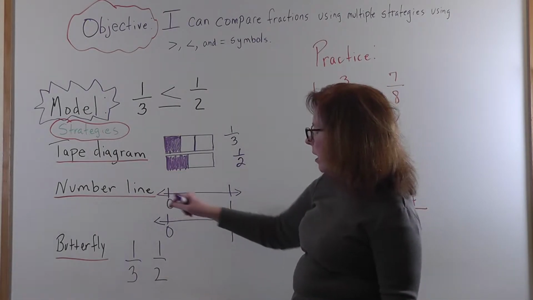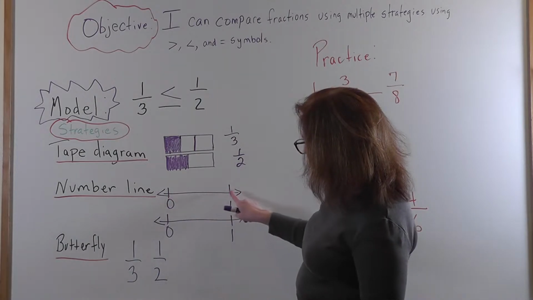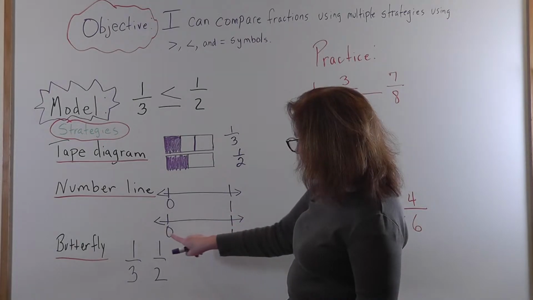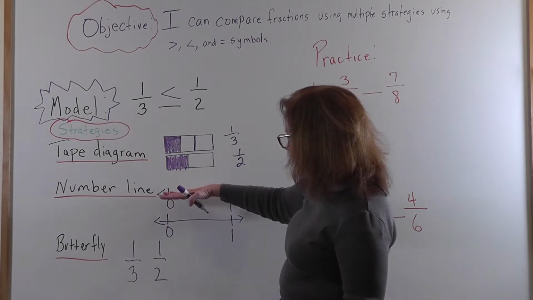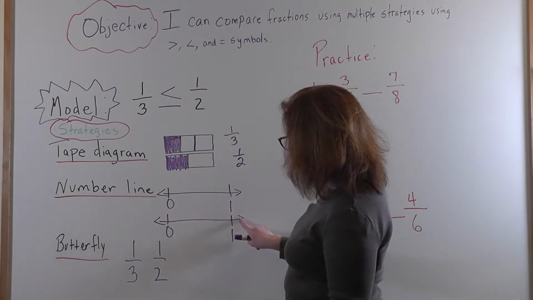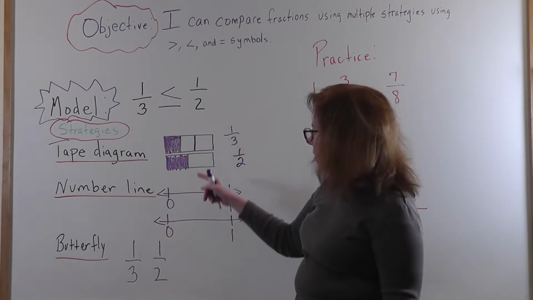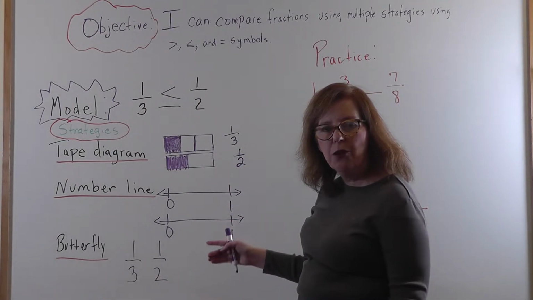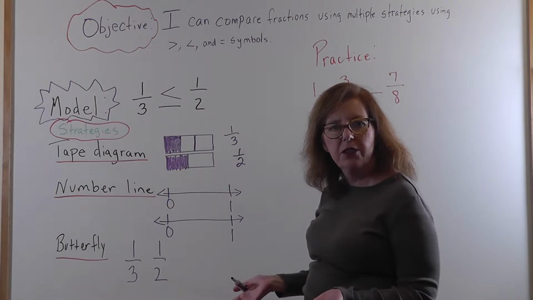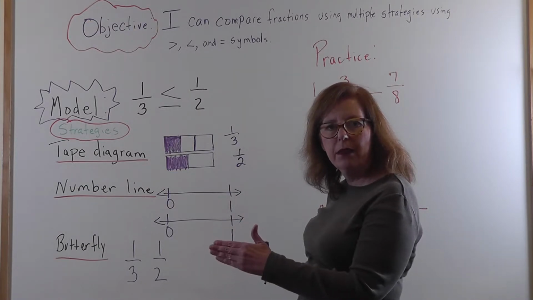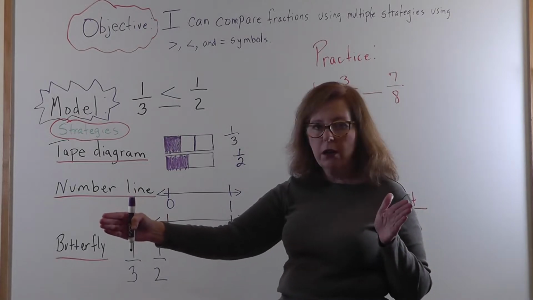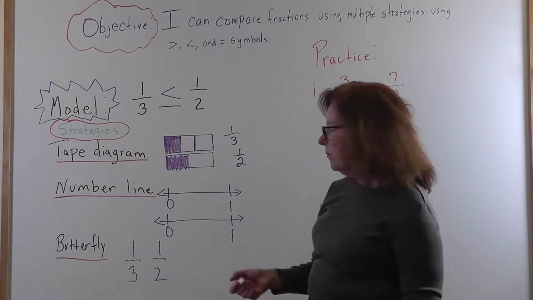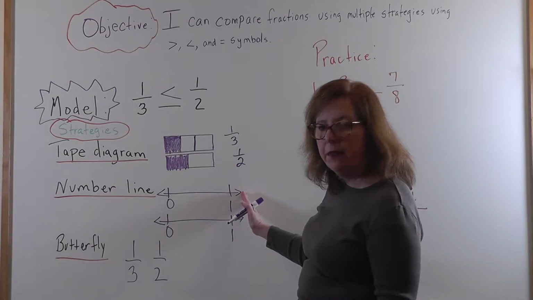Now let me show you a different strategy, and it's the number line. I drew a number line starting with 0, ending with 1, and I did another one. Notice that they're the same length. Like the tape diagram, the same thing goes for a number line. It has to be the same length in order for you to accurately compare two fractions. If you have one short and one long, it's not going to make any sense to compare. So it has to be the same length.